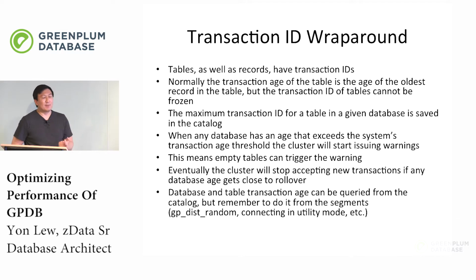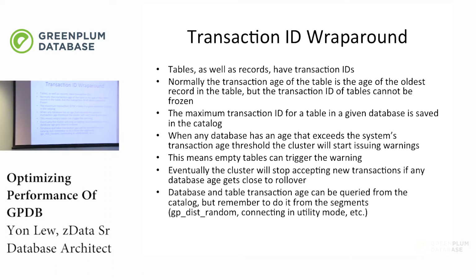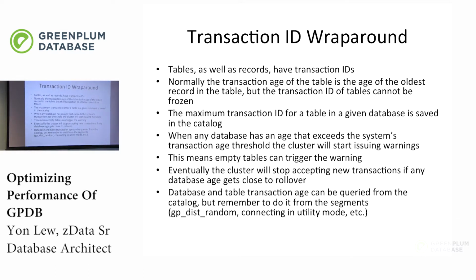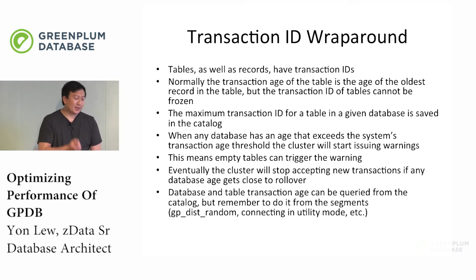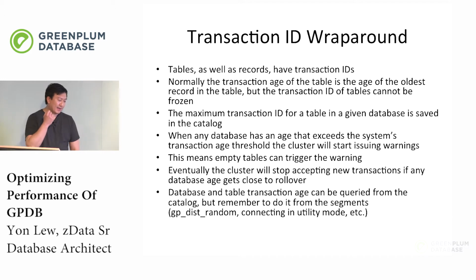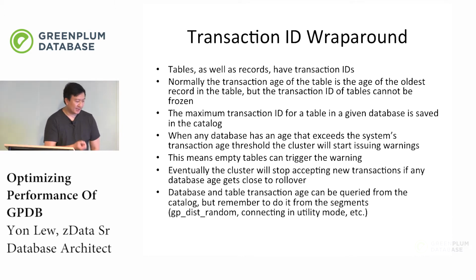So as a safety mechanism, the database will actually stop accepting new transactions after a certain cutoff. And at some point before that, it'll start issuing warnings, right? Maybe you've seen it where you get a warning that says something like database XXX must be vacuumed within 1.5 billion transactions, et cetera. So it's actually looking at the database catalog table to determine what the age of the database is with regards to that transaction ID cutoff.